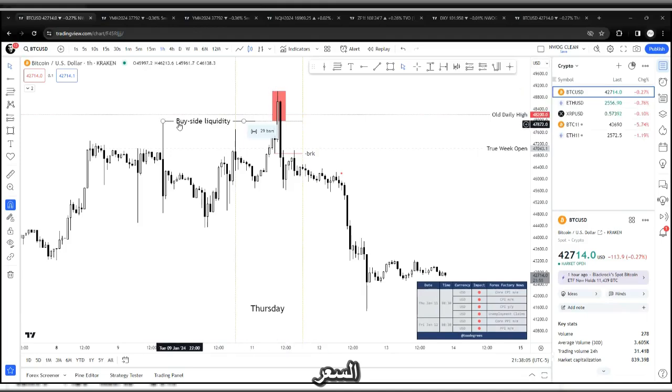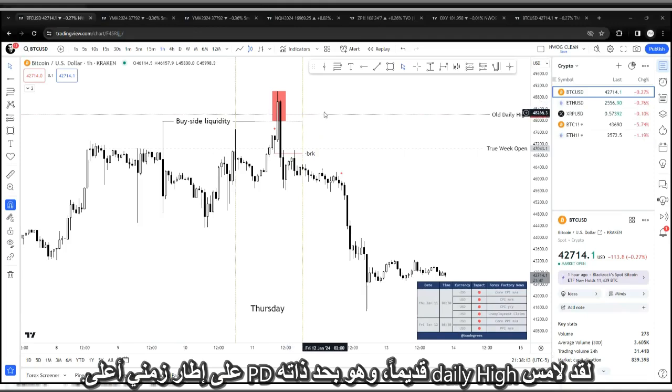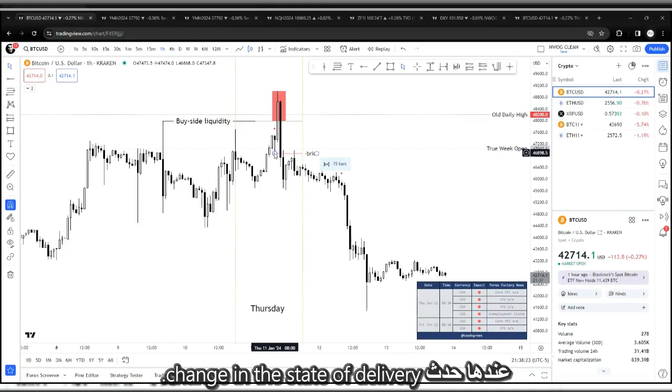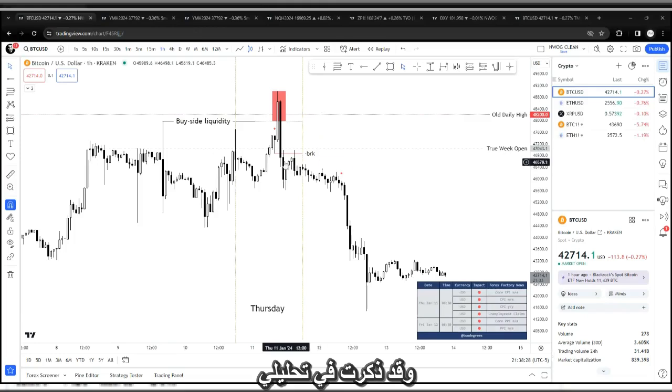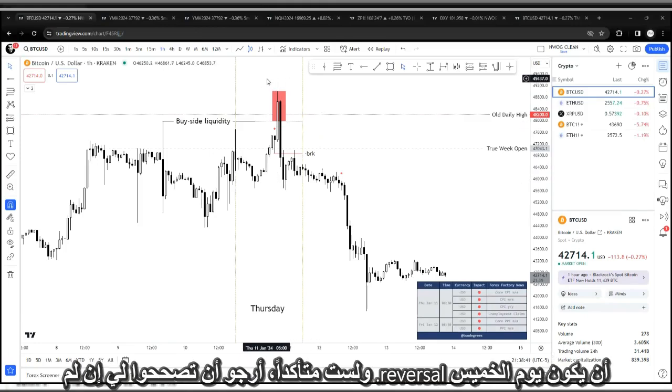Price swept buy side liquidity on the current time frame, which is the 1 hour time frame. It tagged an old daily high, which is a higher time frame PD array in itself, and it shifted market structure. So after price shifted market structure right here, that's when the change in the state of delivery took place. And I stated in my analysis in the live stream that I did on the past Sunday that we should expect Thursday to be a reversal.